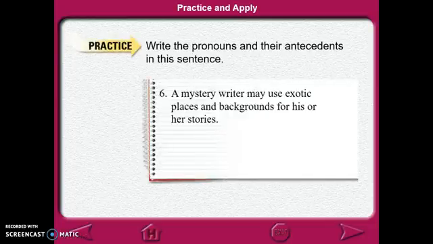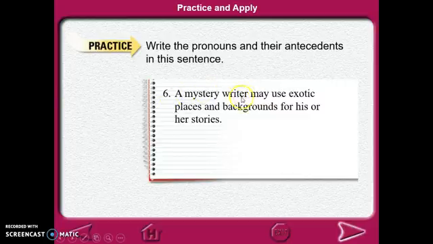Okay, and the next one. A mystery writer may use exotic places and backgrounds for his or her stories. Okay, go ahead and write it down, and then I want you to circle the pronouns and circle the antecedent, and then draw the arrow if you have the space.